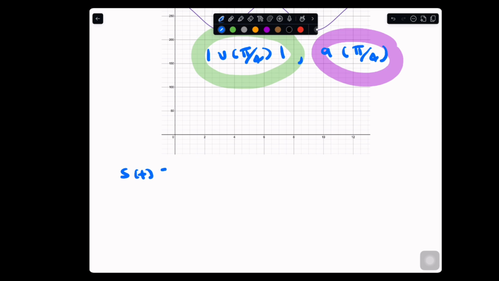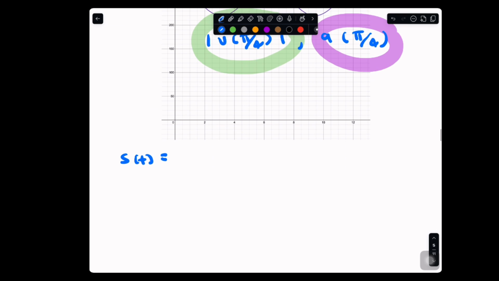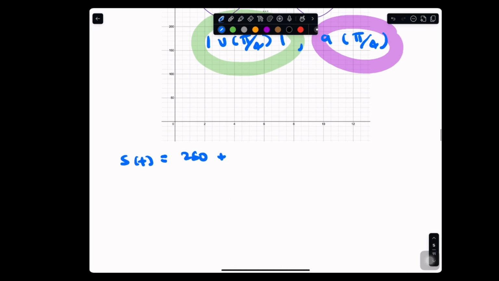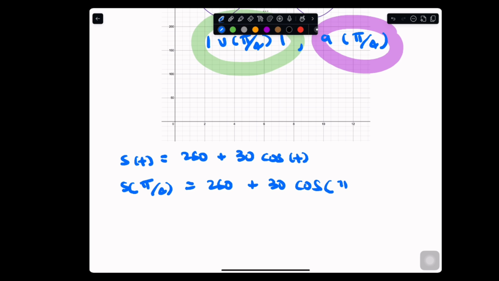My S of t becomes 250 plus 30 cosine t, is that right? And so if I plug in for t now, pi over 4, 250 plus 30 cosine pi over 4. Do you guys happen to know what pi over 4 actually is? It's 45 degrees, is that right?